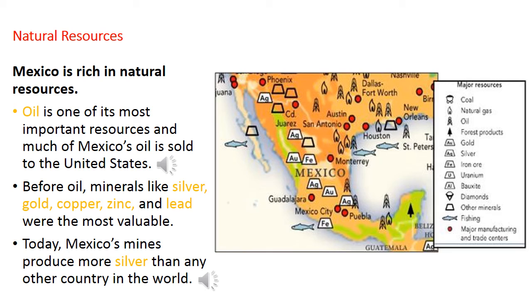Before oil was discovered in Mexico, minerals were the country's most valuable resource. Some gold and silver mines that were begun many centuries ago are still in operation. In addition, new mines have been developed in Mexico's mountains. Today, Mexico's mines produce more silver than any other country in the world. Mexican mines also yield large amounts of copper, gold, lead, and zinc.